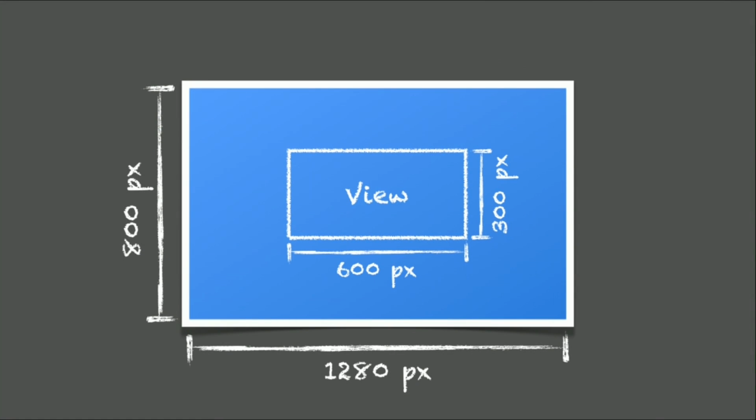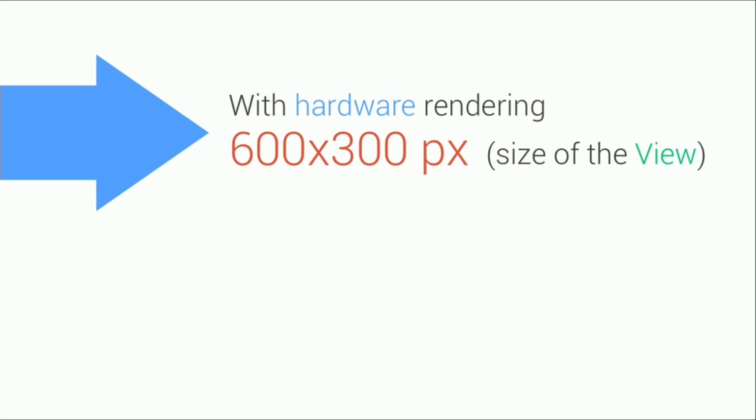So if we have this canvas in a window, let's say you're on a Nexus 4 or a Nexus 7, and the window is about 1280 pixels by 800, and inside you have a view that's 600 by 300, and you call getWidth and getHeight. In hardware, you're going to get the size of the view as the answer. So you call canvas.getWidth, canvas.getHeight, and you're getting the size of the view. In software, you're going to get the size of the window.